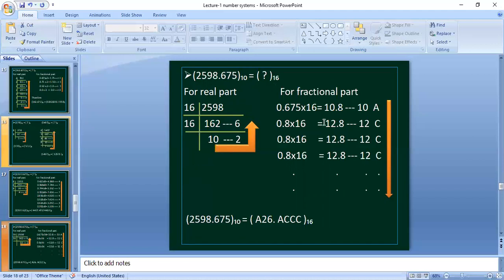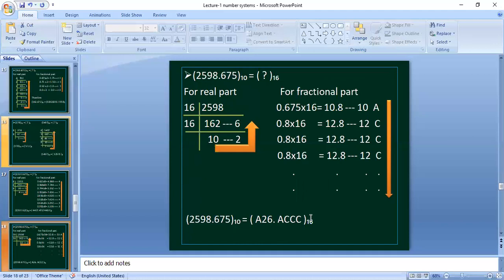And for the fractional part, we need to follow the successive multiplication with 16. So 0.675 into 16. What is the result? 10.8. Write the integer part at the right side. So 10. For decimal 10, the hexadecimal representation is A. Similarly for decimal 12, the hexadecimal representation is C. So 12.8, and again the same answer will be repeated, so we can stop the multiplication here. So what is the final result? A26.ACCC base 16. This is the equivalent hexadecimal representation for the given decimal number.